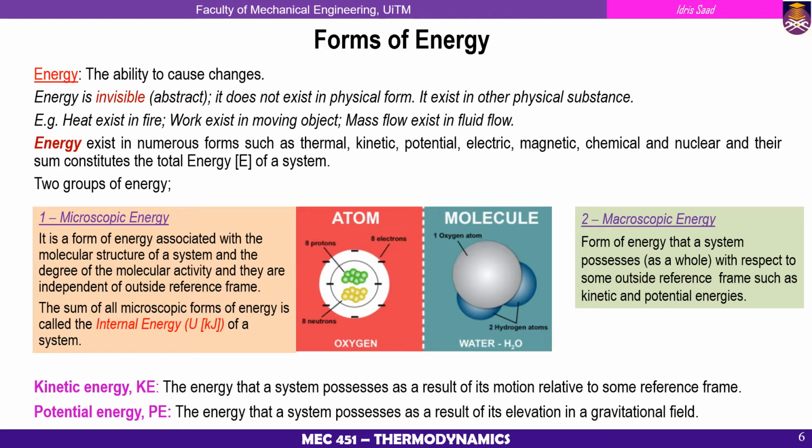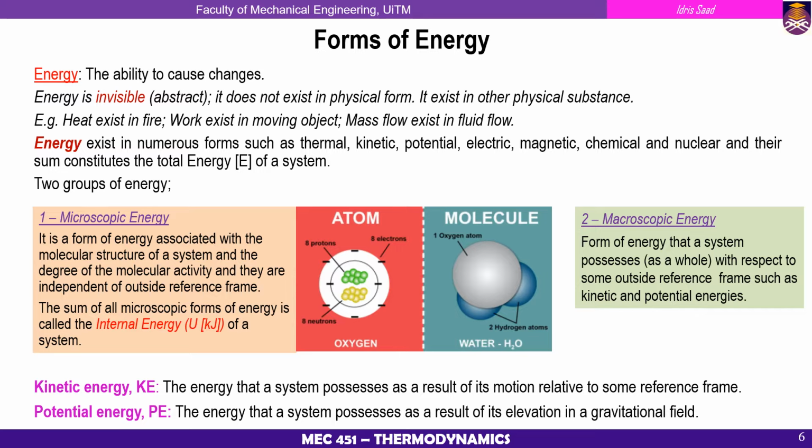So energy can exist in numerous forms such as thermal or heat, kinetic, potential, electric, magnetic, chemical, including nuclear, and their sum constitutes the total energy of the system. The total energy is normally denoted as capital E.